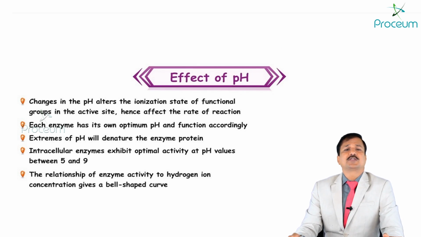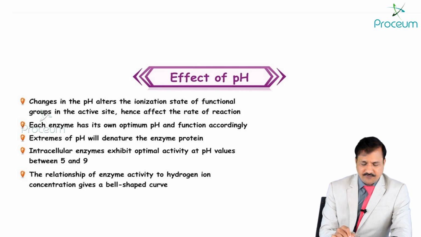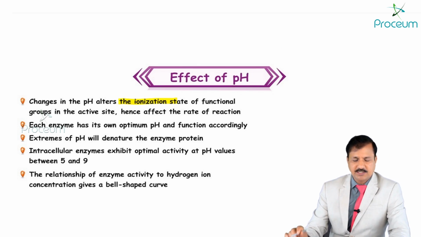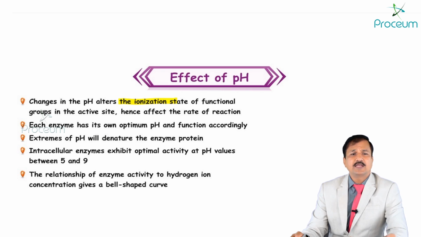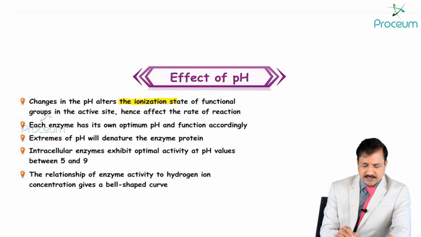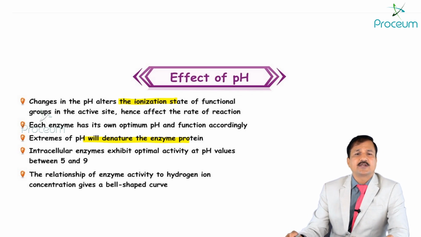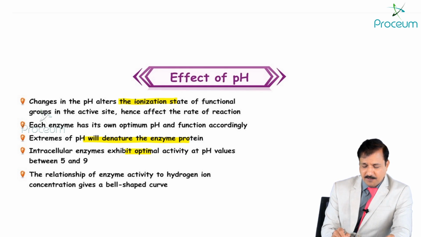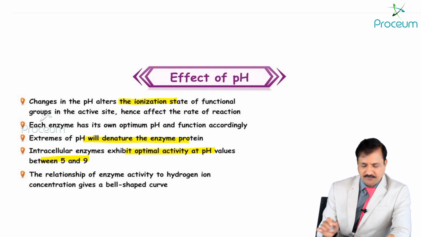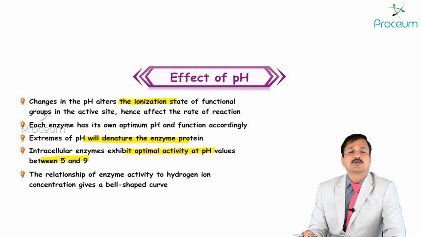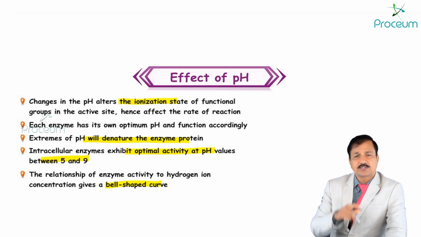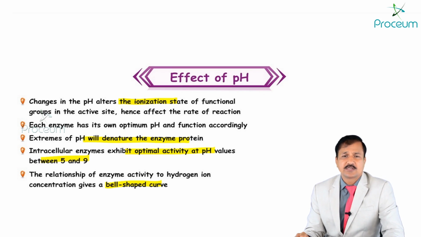So the change in the pH alters the ionization state of functional groups present in the active site, and hence affects the rate of reaction. Each enzyme has its own optimum pH and functions accordingly. Extremes of pH can lead to denaturation of an enzyme protein, and usually intracellular enzymes exhibit optimal pH at values between 5 to 9. The relationship of enzyme activity to hydrogen ion concentration gives rise to a bell-shaped curve that we have seen in the previous slide.